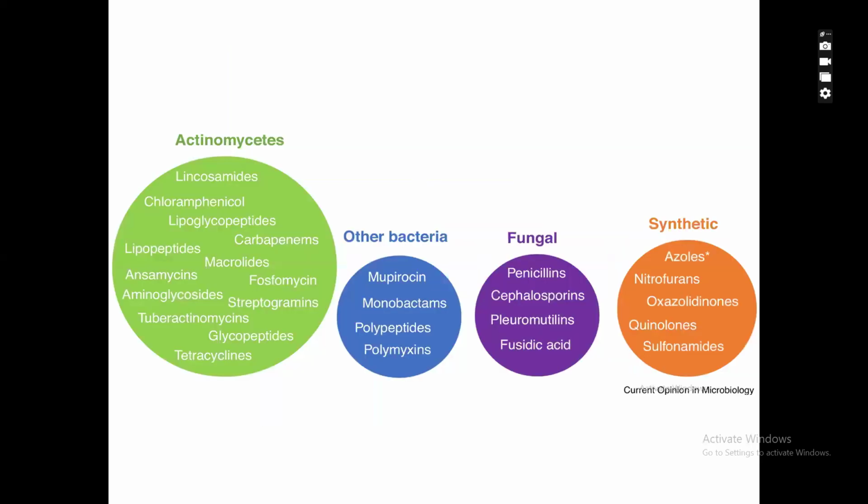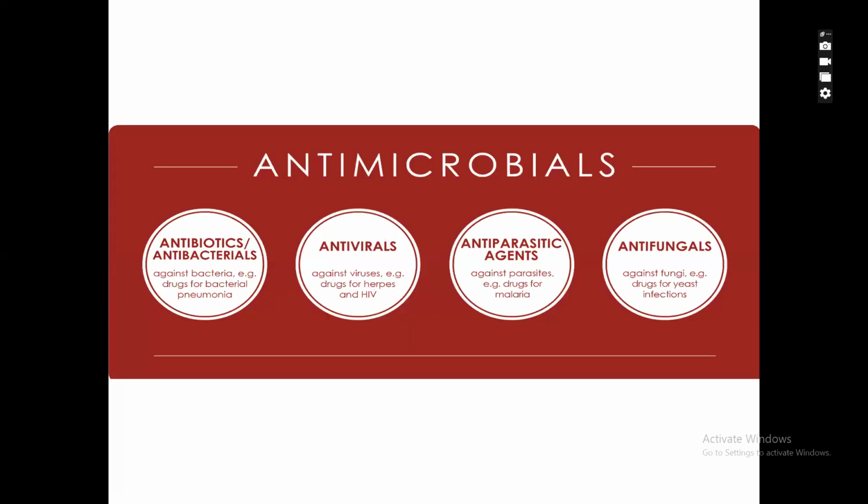Coming to the classification according to the source, nowadays most antibiotics are sourced from the actinomycetes. Other bacterial sources are polymyxin, polypeptides, monobactams, and mupirocin. The fungal sources are our famous penicillin and the cephalosporins, and the synthetically manufactured ones are the azoles, nitrofurans, oxazolidinediones, quinolones, and sulfonamides. So this is the classification according to the source of the antibiotic. And according to activity: antibacterial, antiviral, antiparasitic, and antifungal.